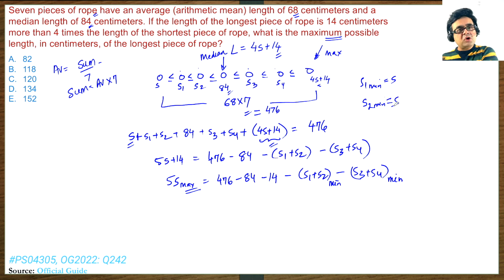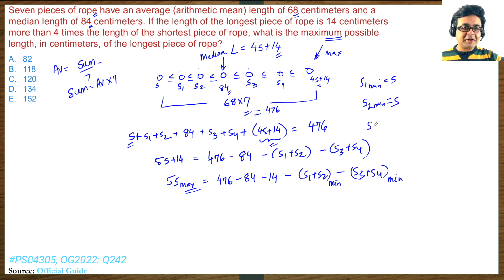Now, can they be smaller than small s? They cannot be smaller than small s because small s is the smallest size of the rope. If they were smaller than small s, then they would be the smallest size, and then all our equations will break. So their minimum size is just s.